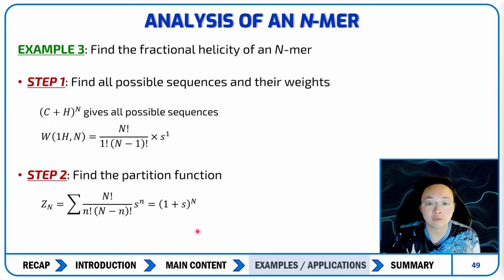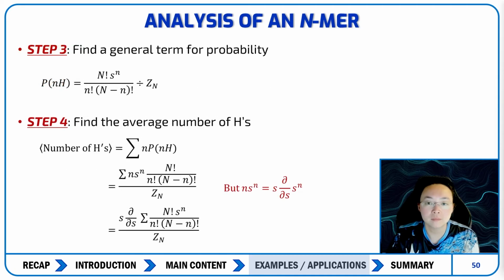Step 2, we want to find the partition function. That is simply going to be 1 plus S to the power of N. So you can try to work that out yourself. So in step 3, you get a general term for the probability of N number of helical states, which is then going to be this divided by your partition function. So just remember, it was the multiplicity divided by the partition function.